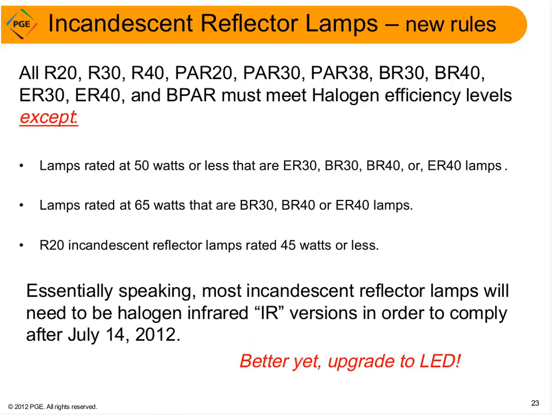I put this slide up here just to remind people that even though there's new lighting laws for light bulbs, there's also laws that affect reflector lamps. And the bottom line here is that if you want to get most of your PARs or reflector lamps, you're going to need to get the more efficient but more expensive IR version of those halogens. But better yet, I'm going to show you why it's better to upgrade to LED.